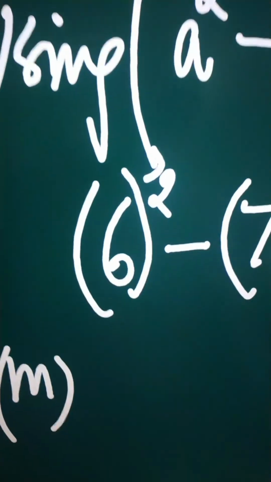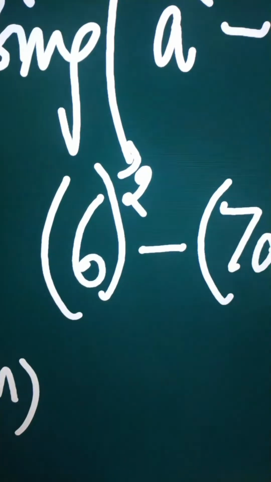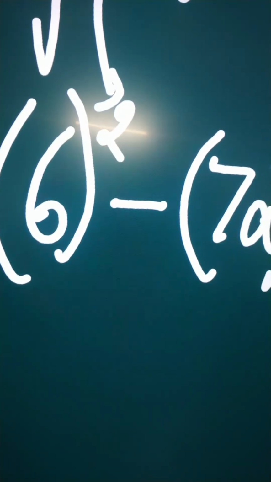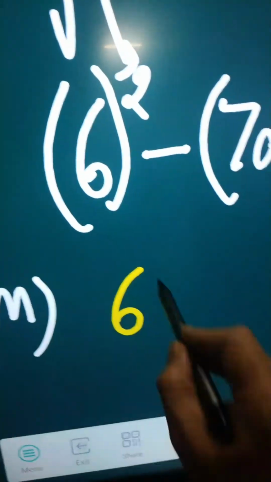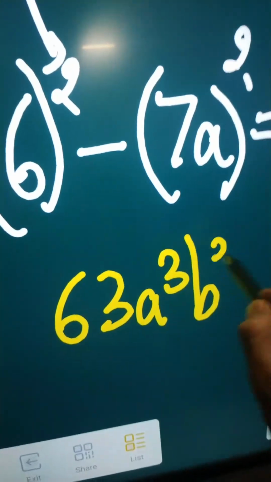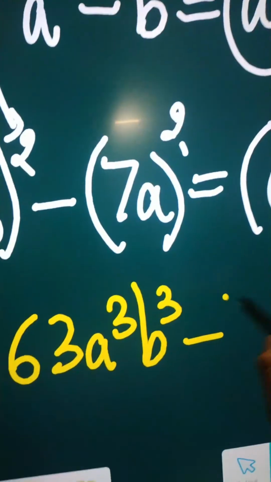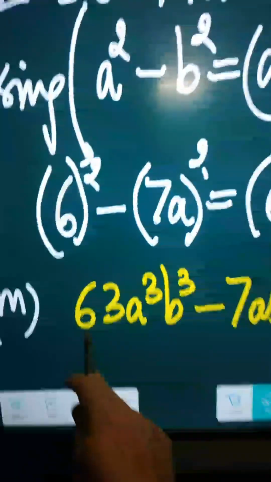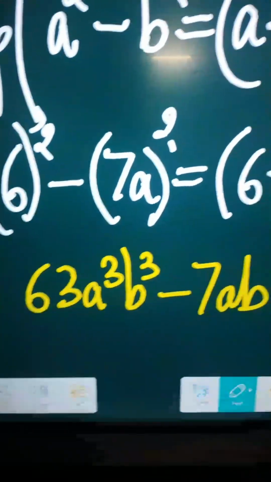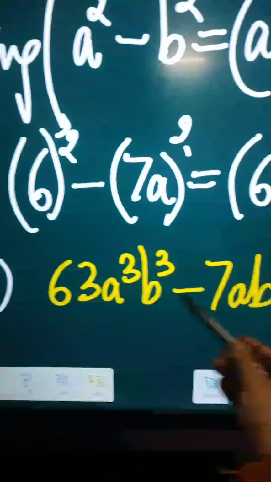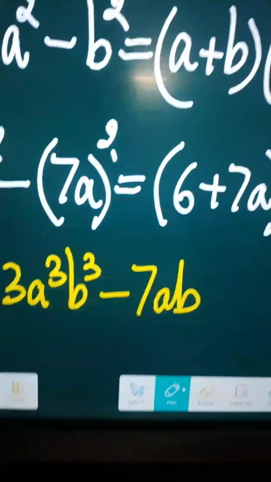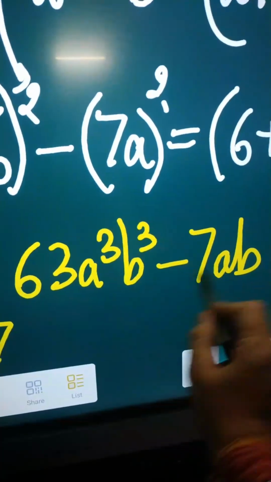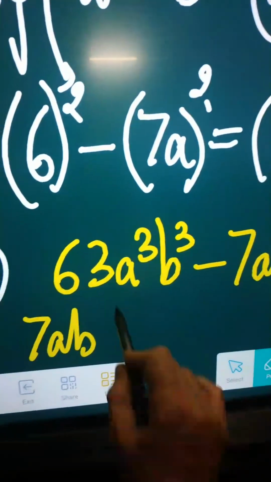Now in M part, it is 63a cube b cube minus 7ab. As I have said, every factorization you will solve by taking common. So what is the HCF of these two terms? The HCF is 7ab.